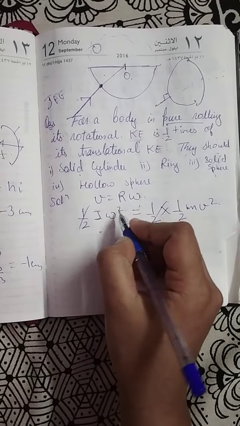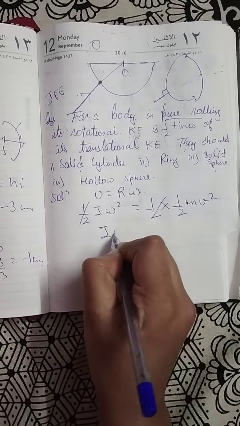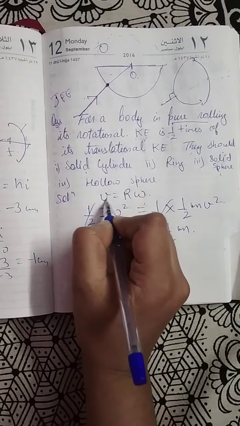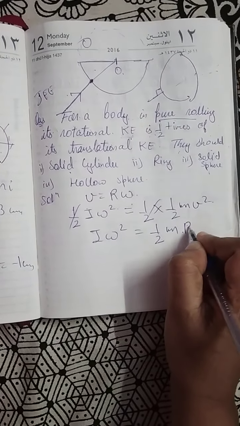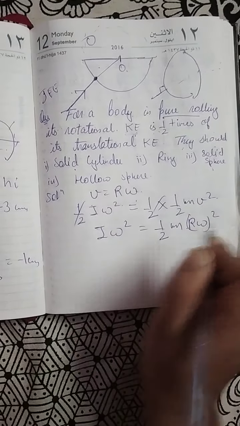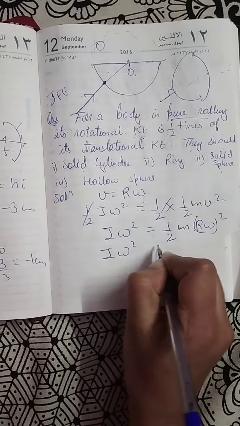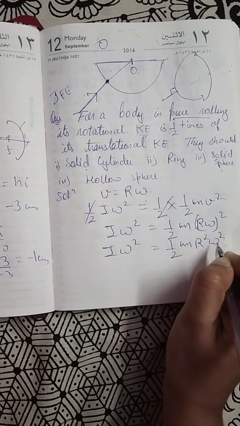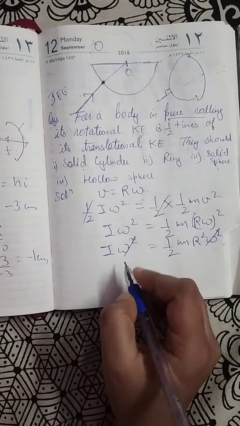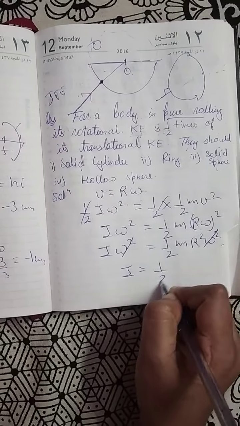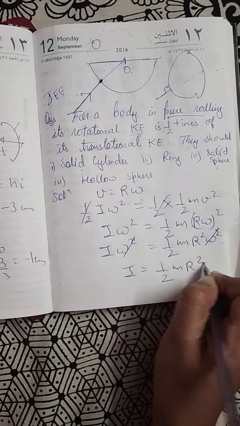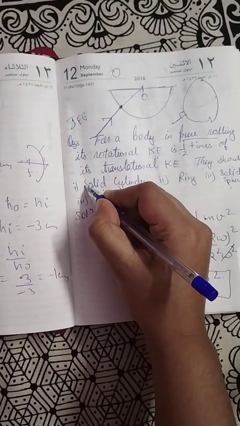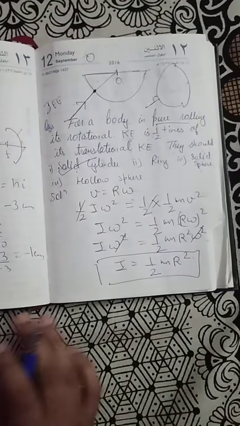Half of I omega square is equal to half of half of m v square. What is v? V is equal to r omega. So can we put here r omega? Half of I omega square is equal to half of half of m r square omega square. Can we cancel out? We are left with I is equal to half of m r square, and this moment of inertia is of a solid cylinder. So the correct option is solid cylinder.